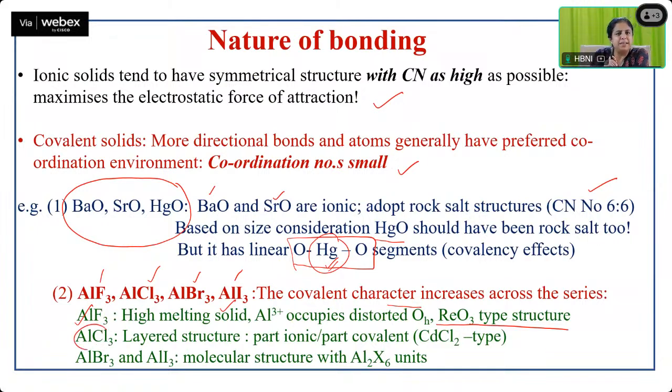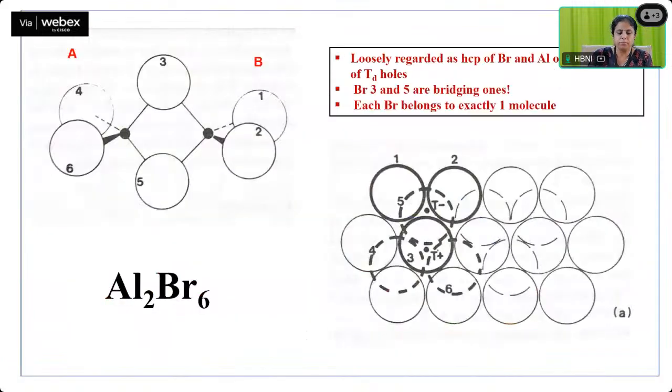AlCl3, which is a little less ionic as compared to AlF3, forms a layered structure. That is, it has more or less ionic kind of character within the layers, and then the layers are held together by relatively weaker bonds. So part ionic, part covalent, it has a CdCl2 type of structure. AlBr3 and AlI3, on the other hand, show more molecular structure, wherein the predominant unit is the Al2X6 unit, or Al2Br6 or Al2I6 unit.